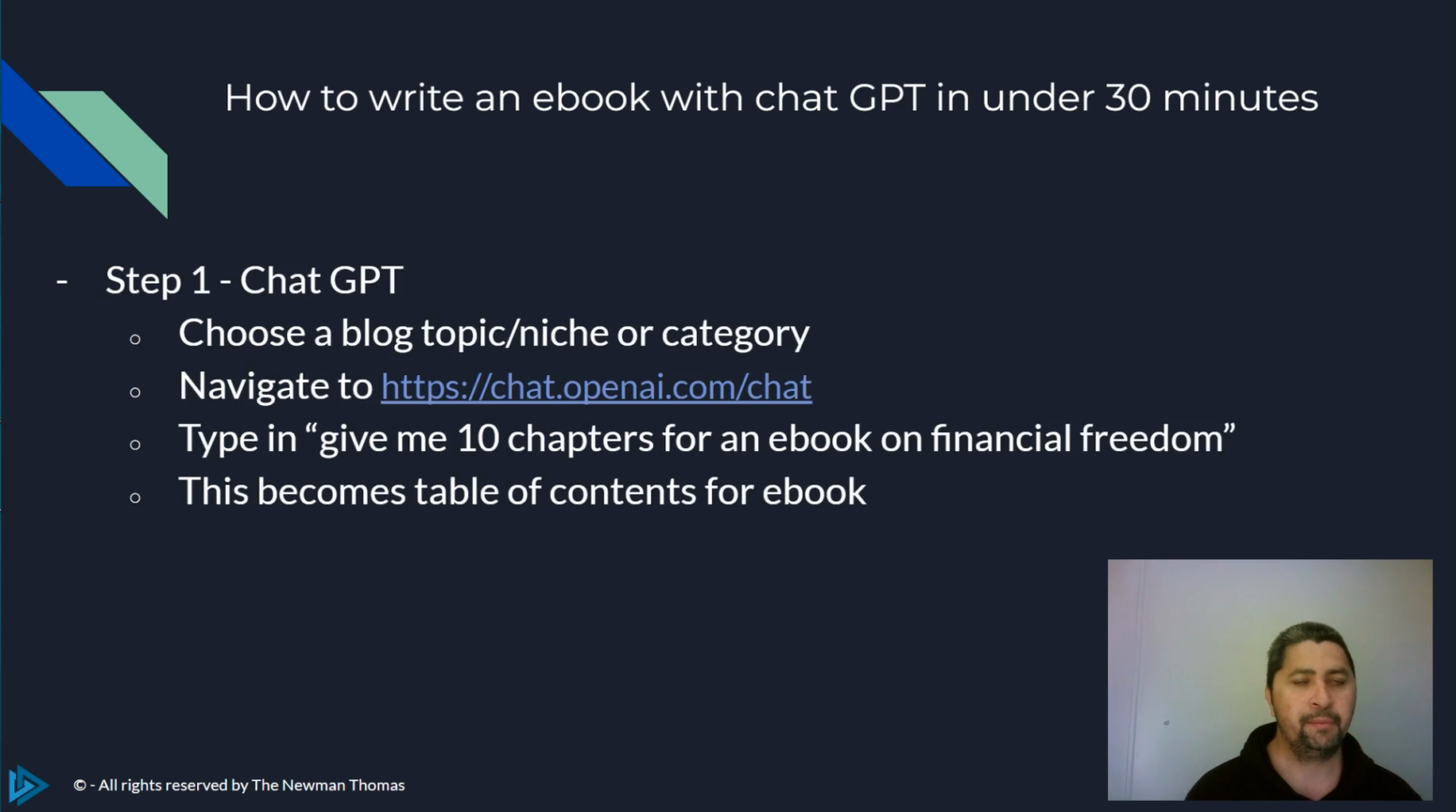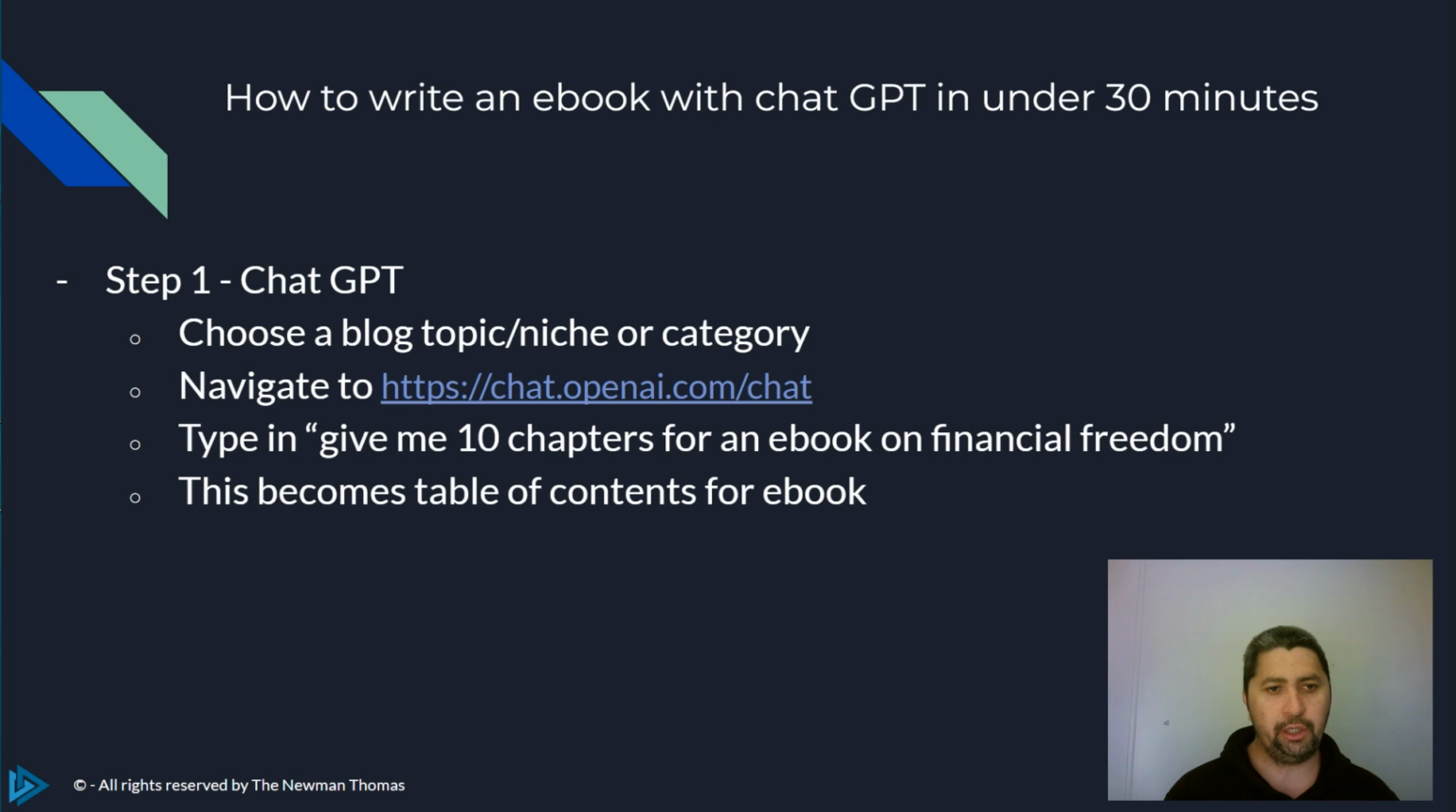So step number one is we're going to navigate to ChatGPT, and we're going to use a blog niche that is out there, which is financial freedom. There are hundreds of different categories where you can write an ebook. There is fitness, there is health, there is cooking, there is travel. In this case, we will just look at financial freedom.